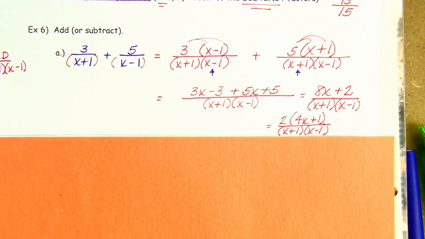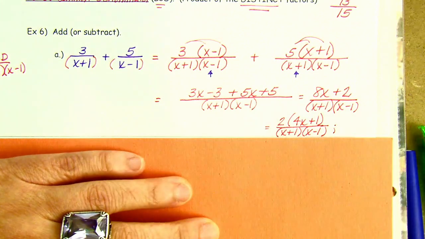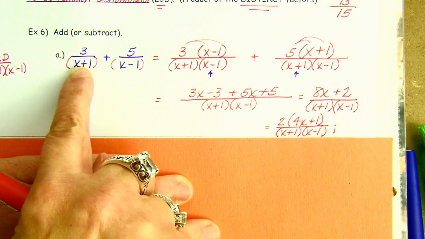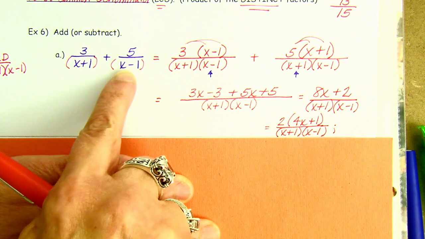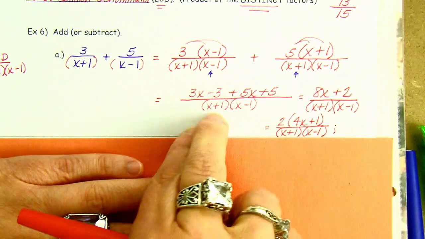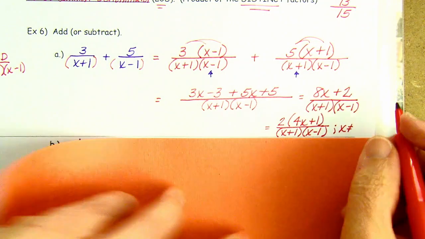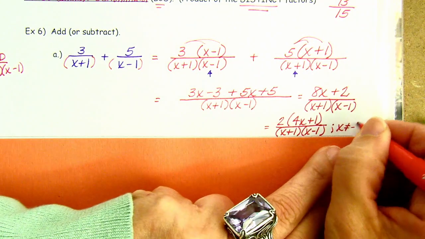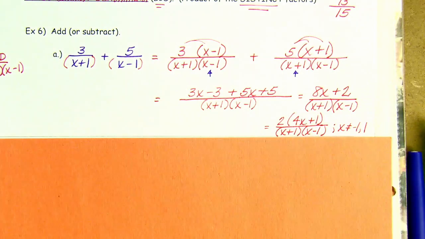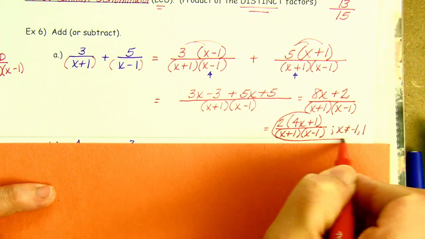Now, I'm not finished because the restrictions are part of the answer. So I look, and back in the original, x can't be negative 1, x can't be positive 1. It can't be either of those there. Nothing got divided out. So my restrictions are x is not allowed to equal negative 1 or positive 1, or it makes my original expression undefined. So this then is my final answer.